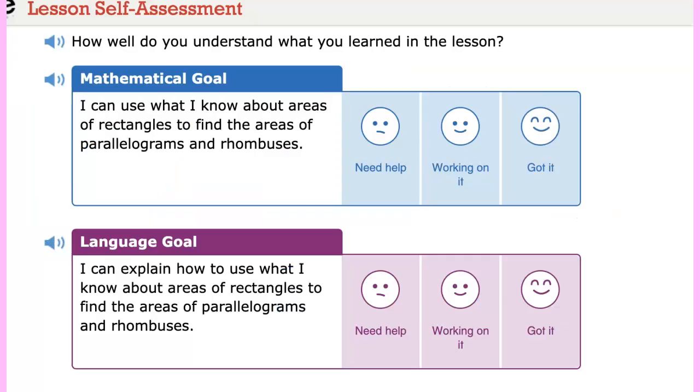I want you to do a self-check for this lesson that we have for today. How are you? Do you still need help? Are you working on it? Do you got it? Language goal, if you need help working on it, just check your book, and we'll have more practice in our next lesson.